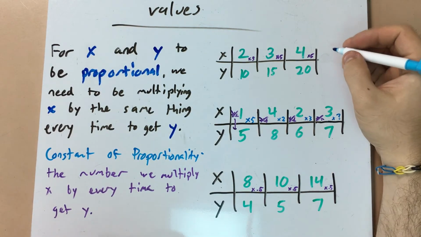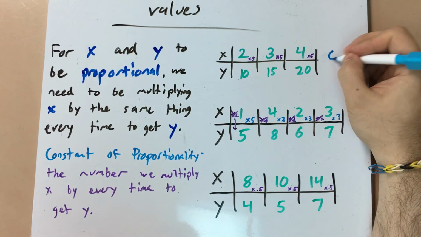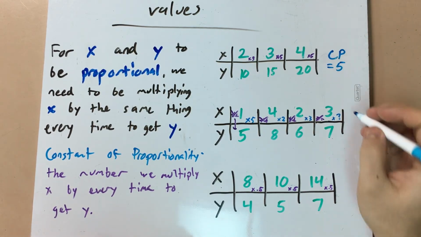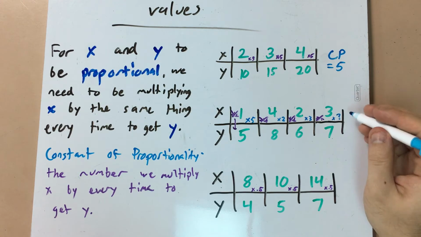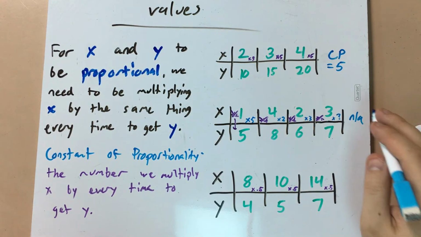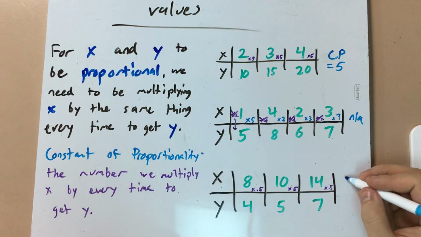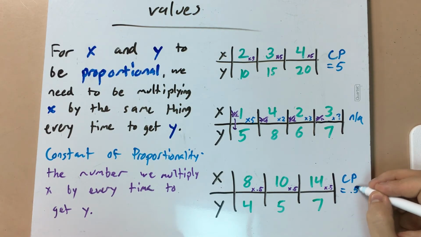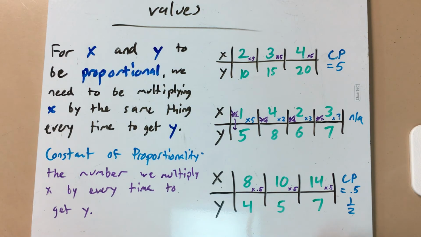And the last thing I'll do is just go ahead and write the constant of proportionality for each of these. For this one, the constant of proportionality was 5. 5 was the number we were multiplying. This one, no. This one wasn't proportional at all. And then for this one, that constant of proportionality was 0.5 or 1/2, however you would want to write that. I just wrote it as 0.5 here for the sake of space.